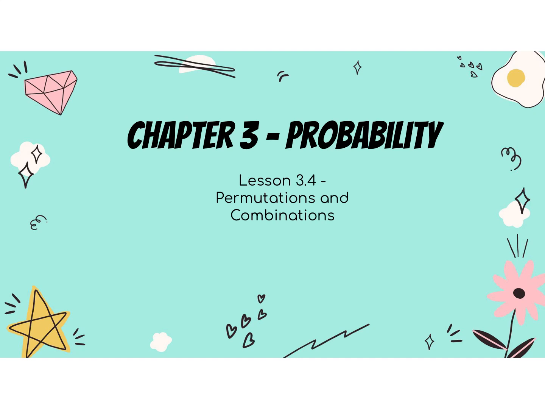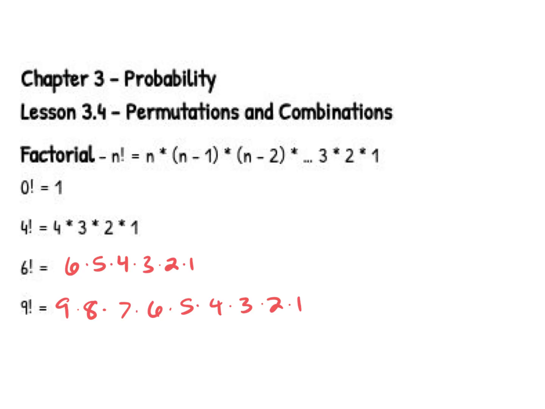Hey guys, today we're going to take a look at lesson 3.4, permutations and combinations. So the first thing I want to talk about is factorials. Factorials are when you have that exclamation point. So n factorial is n times n minus 1 times n minus 2 all the way until you get down to 1.